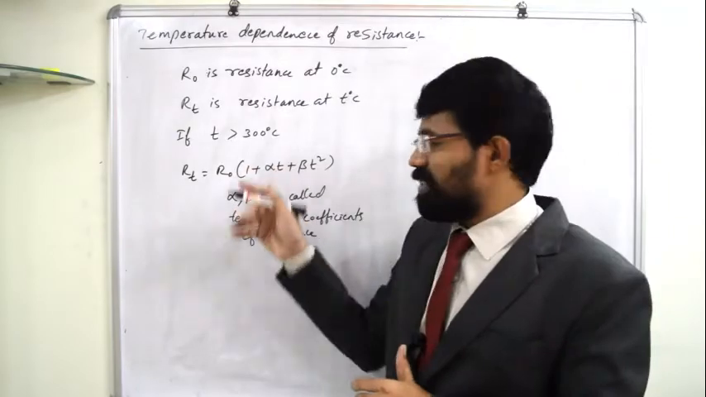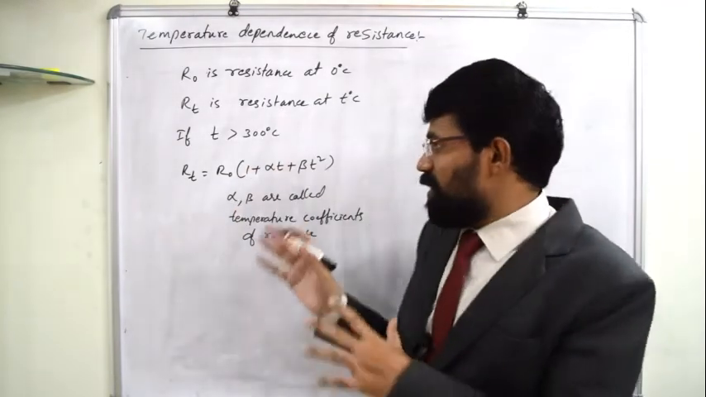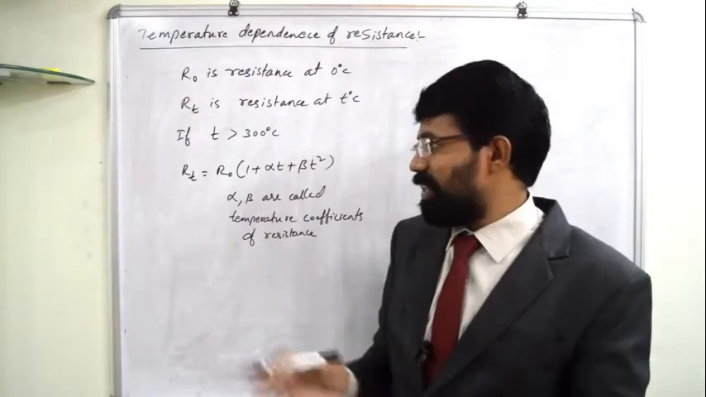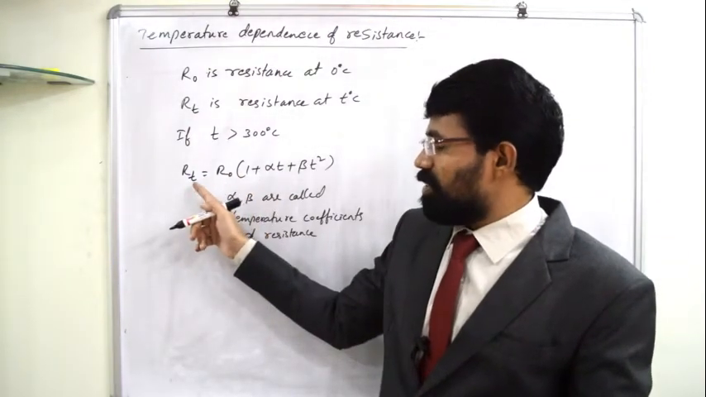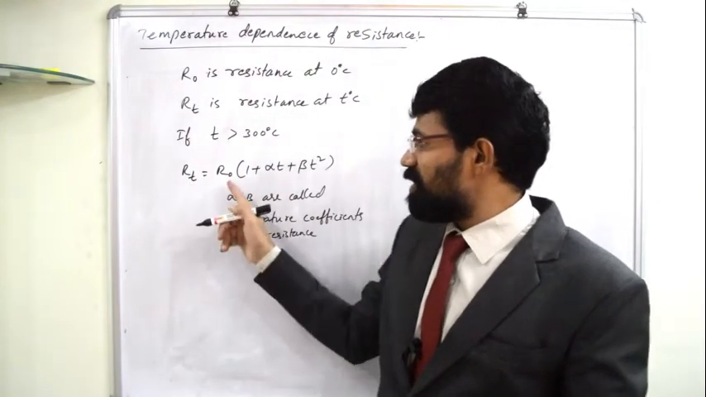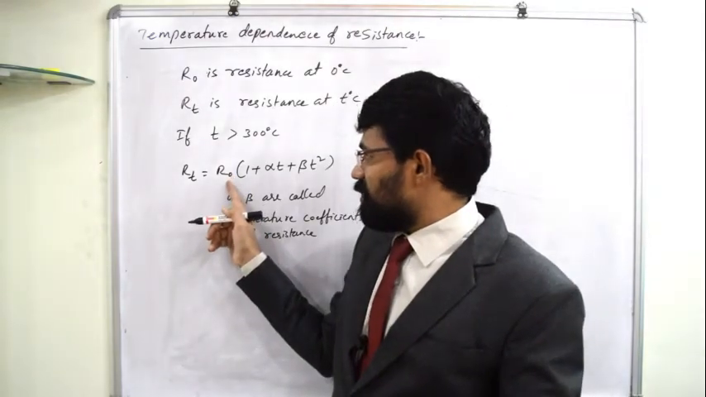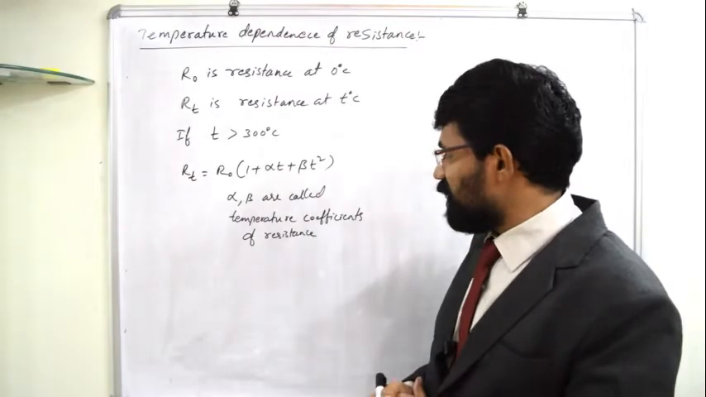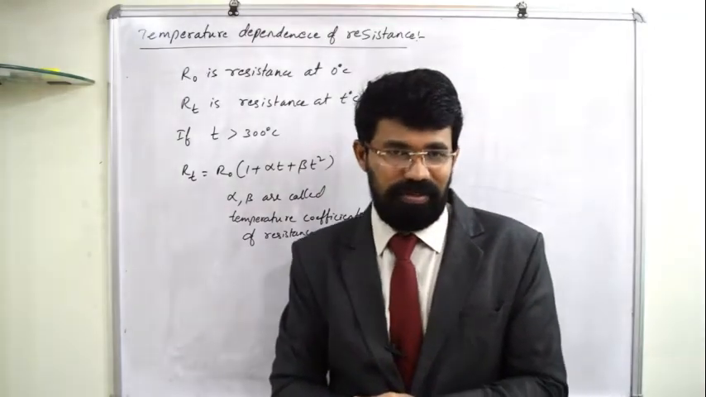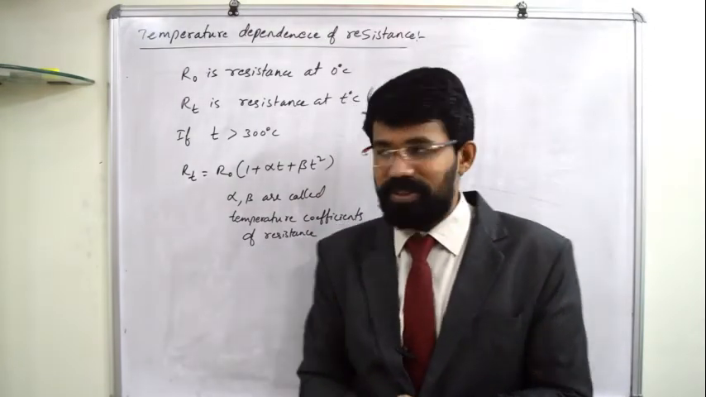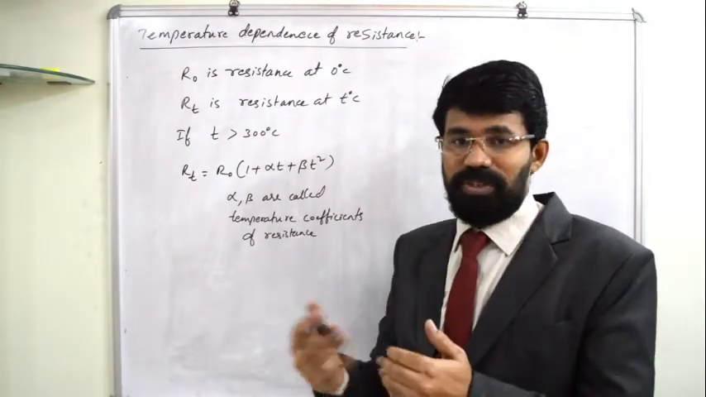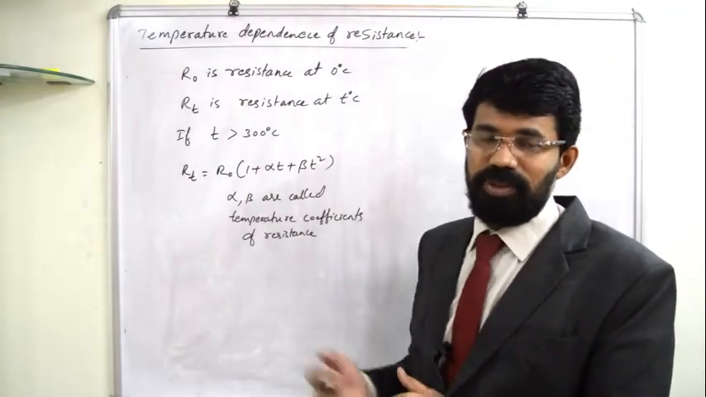You can consider this equation something like that. Out of several observations, this is what we can identify. R_T, the resistance at a temperature T, can be written as resistance at 0 degrees Celsius into 1 plus alpha T plus beta T square, and alpha and beta are called temperature coefficients of resistance. These are constants for a given material, of course. But when you change the temperature, they too will change.